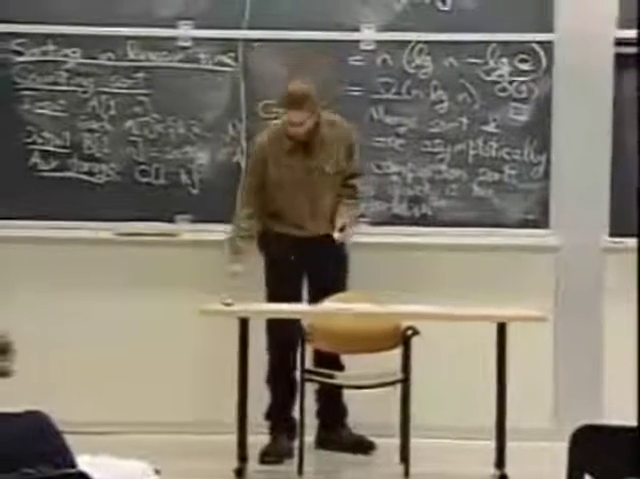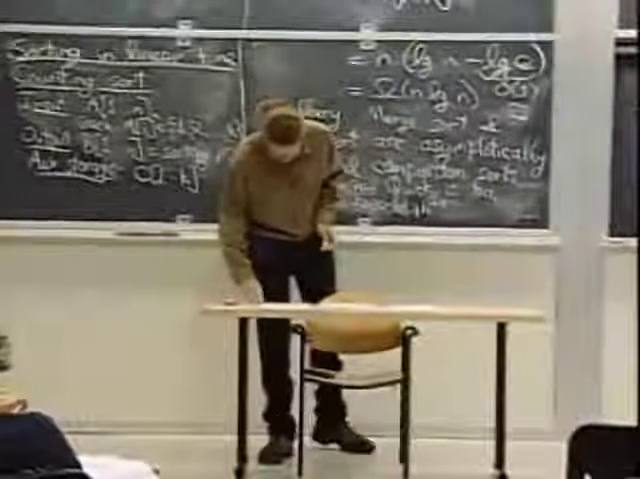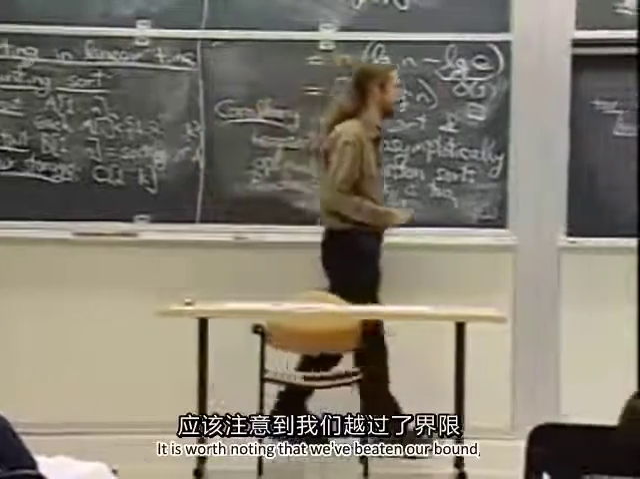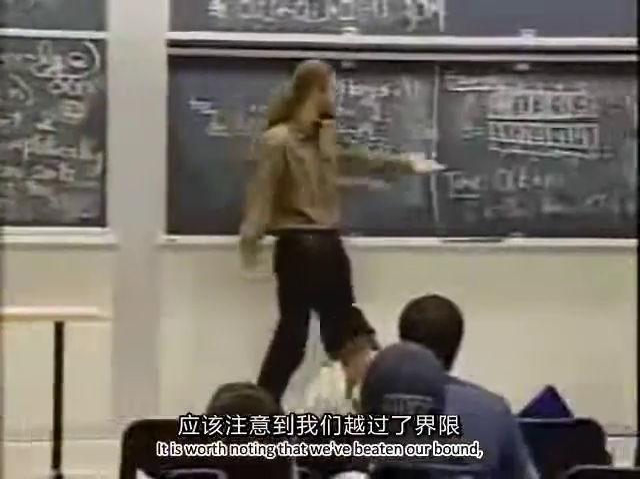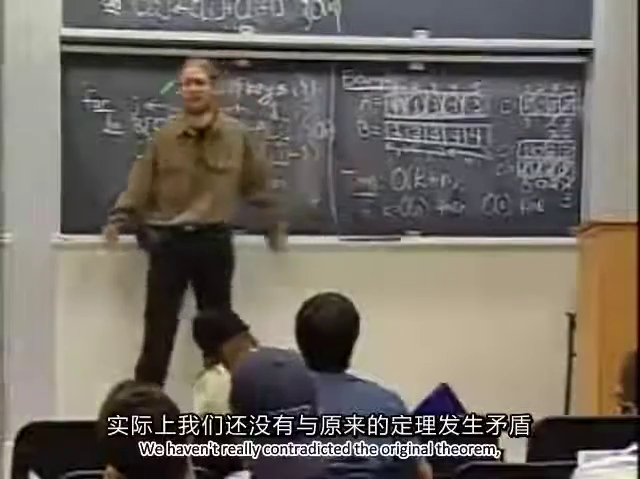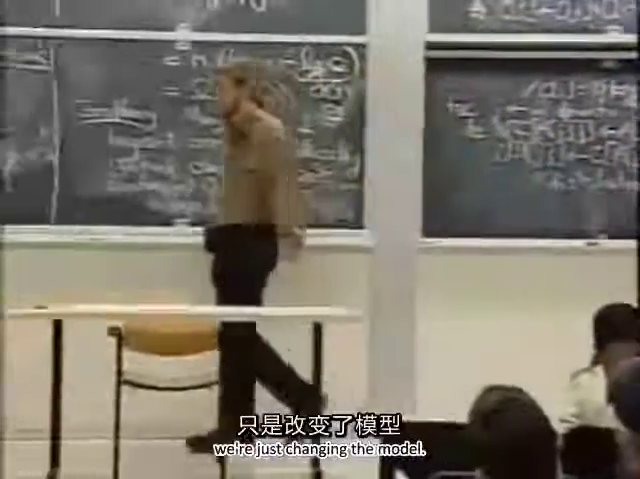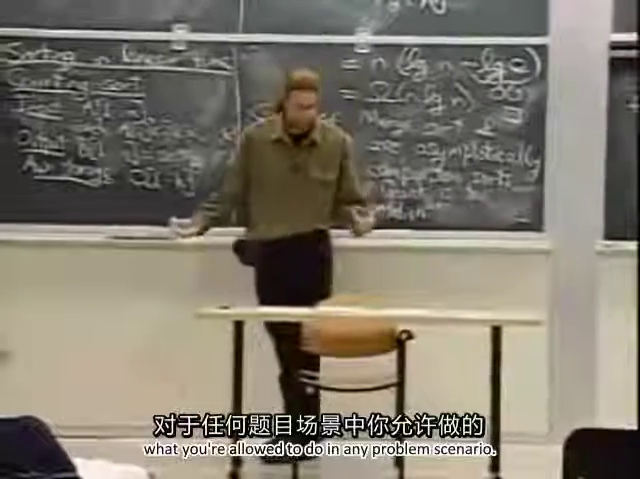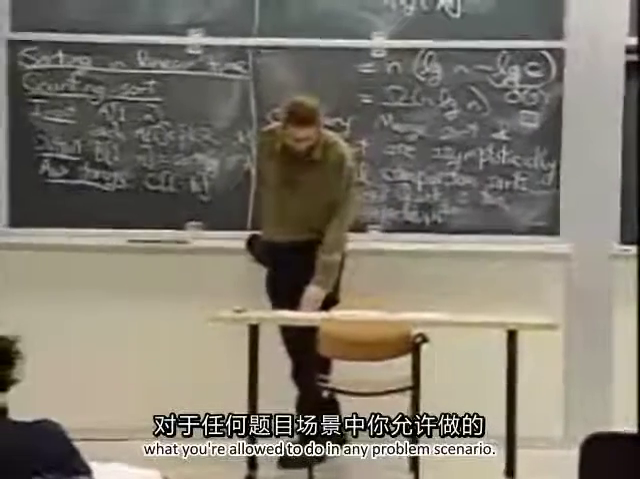Okay, so what's the time? It's worth noting we've beaten our bound, but only assuming that we're outside the comparison model, so we haven't really contradicted the original theorem. We're just changing the model. And it's always good to question what you're allowed to do in any problem scenario.